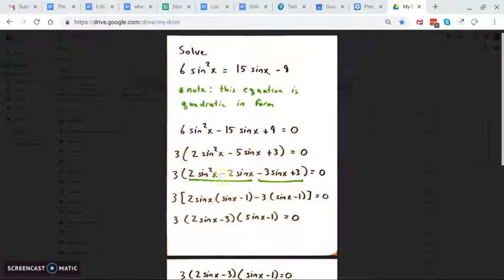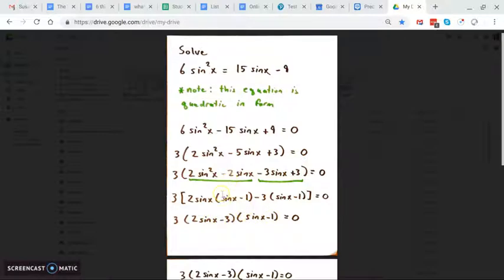If I pull 2 sine x out of both of these terms, this is what's left, just sine x minus 1. And if I pull a negative 3 out of these two terms, this is what I have left, just sine x minus 1, which then gets factored out. And we have these three factors: 3 times 2 sine x minus 3 times sine x minus 1.